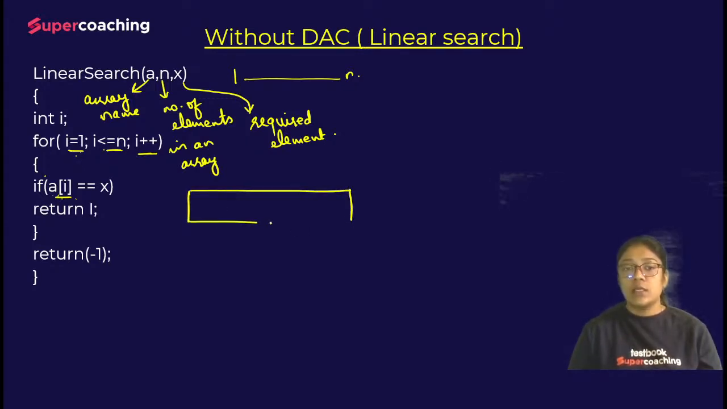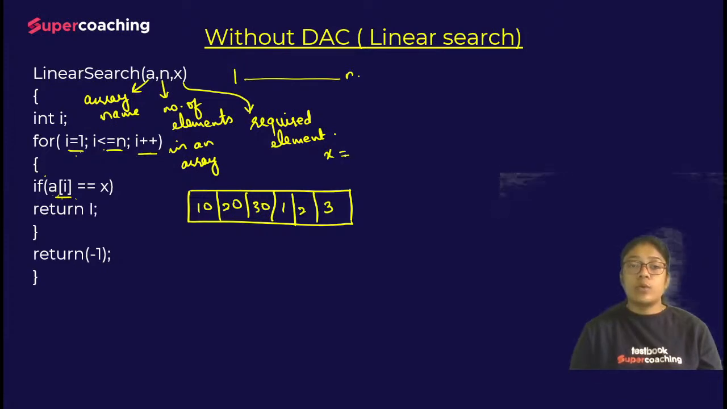Let's assume that this is unsorted. I'm taking this as 10, 20, 30, 1, 2, 3. This is unsorted array. I'm looking for the element that is equal to 10. तो मैंने first element के साथ compare करवाया and it is matching with the required element. So I'll return the position. ये element कहाँ पे available है? Let's assume that index of the array starts from 1. So the required element is available at the index 1. So I'll be returning the position of the element.